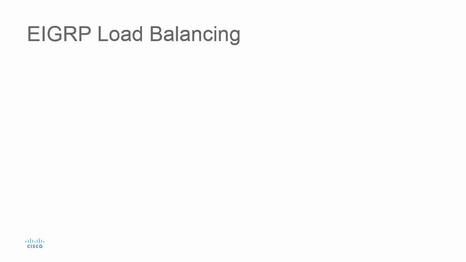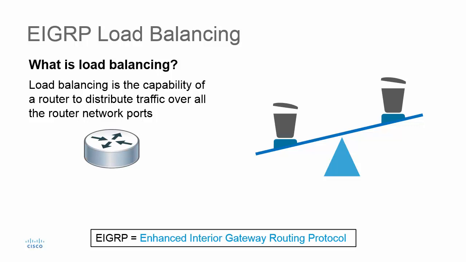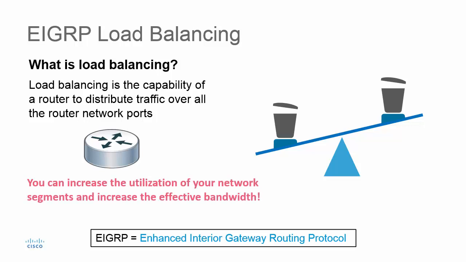What is load balancing? Load balancing is the capability of a router to distribute traffic and use multiple paths to a destination when forwarding packets. And why would you want to do that? With load balancing, you can increase the utilization of network segments and with that, increase the effective bandwidth. Sounds like a desirable feature, right?